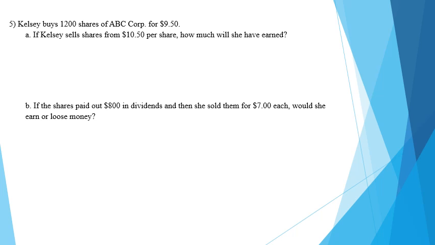So Kelsey buys 1,200 shares of ABC Corp for $9.50. If Kelsey sells these shares for $10.50 per share, how much will she have earned? So first we figure out how much she earns per share by doing $10.50, take away $9.50, and we can see that she earns, oops, that's a typo. She earns $1 per share. So this should be $1 per share. Sorry about that.